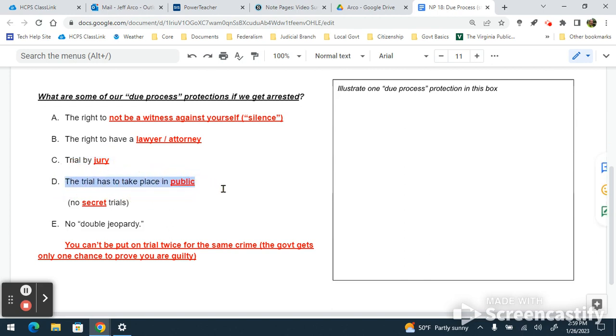If you're arrested, the government has to conduct the trial in public. They can't put you on trial in a secret courtroom in a secret location where nobody knows what's taking place.